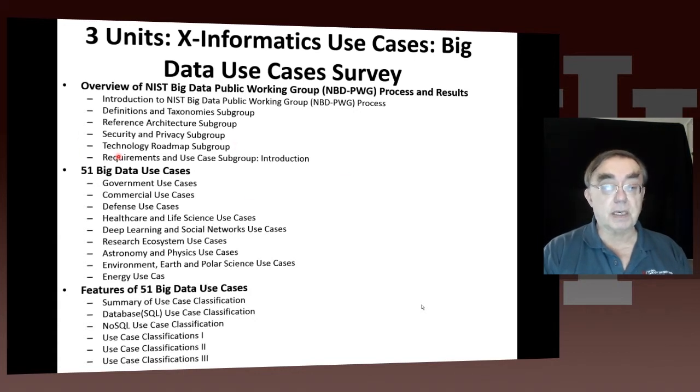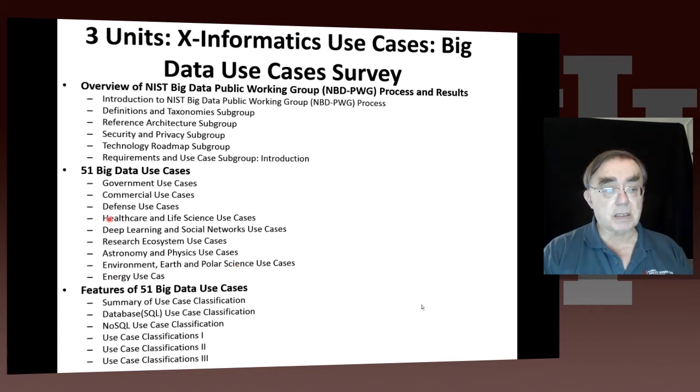Then we come to the subgroup I was involved in, requirements and use cases, and I give an introduction to the work of that group. A key part of the work of that group was the identification of 51 big data use cases, and they're divided into 9 different use case areas: government, commercial, defense, healthcare and life science, deep learning and social networks, research ecosystem, astronomy and physics, environment, earth and polar science, energy.